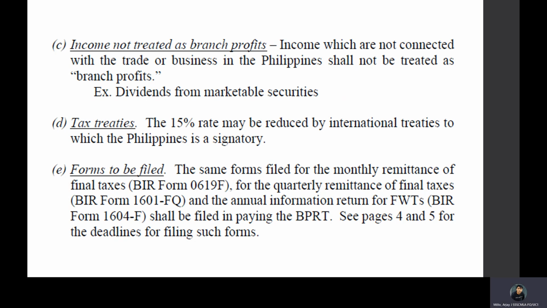So the rate may be reduced by international treaties to which the Philippines is a signatory. We also have forms to be filed: the monthly remittance form of final taxes, which is BIR Form 0619F, the quarterly remittance of final tax, BIR Form 1601FQ, and the annual information return for final withholding tax, BIR Form 1604F, which shall be filed in paying the BPRT. Because in effect, the BPRT is a form of final tax.